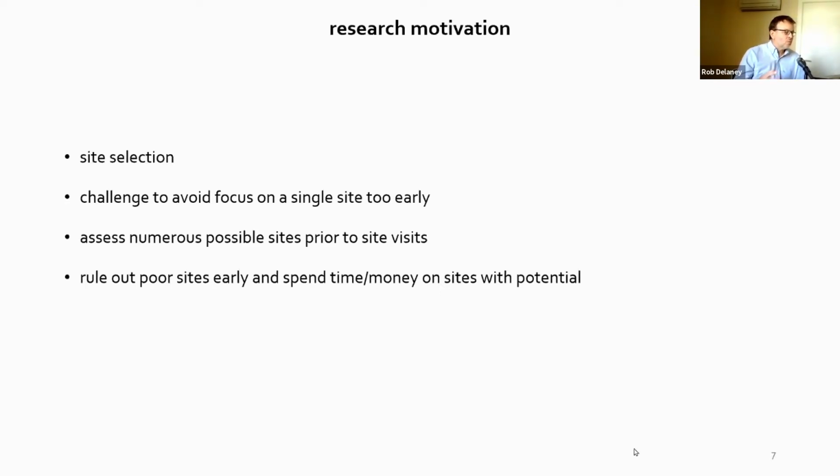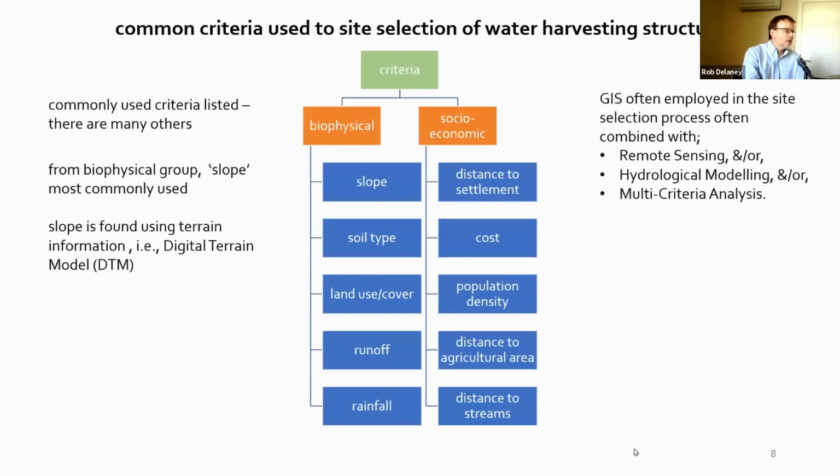And then once some of the better sites have been selected using GIS and remote sensing, that could lead to more time in the field visits directed towards sites with a better potential. So it would rule out the poor sites early on, and then put more time and money into sites which would hopefully be a better outcome. Okay, so this is done already.